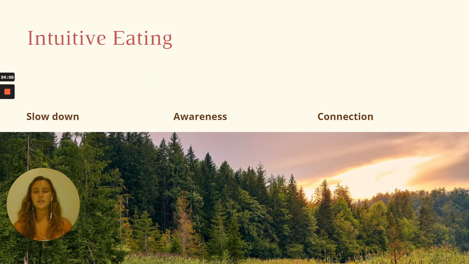What kind of soil did this food come from? Are there any additives or preservatives? Do I understand what the words are on the ingredient list?